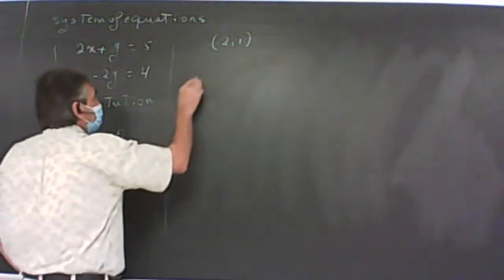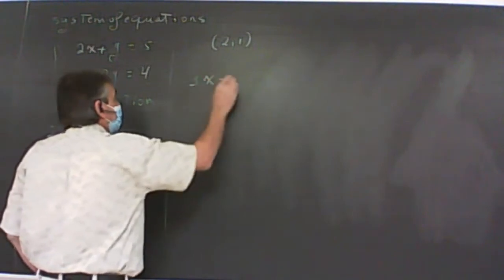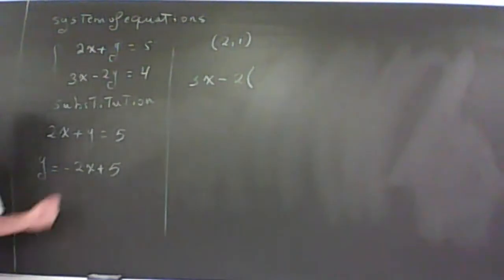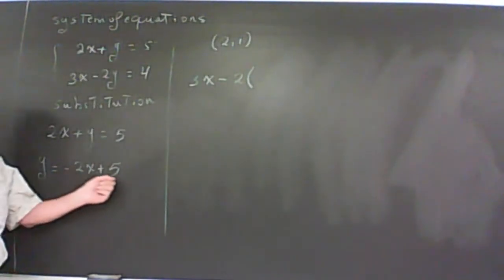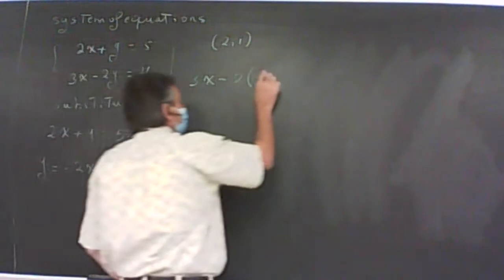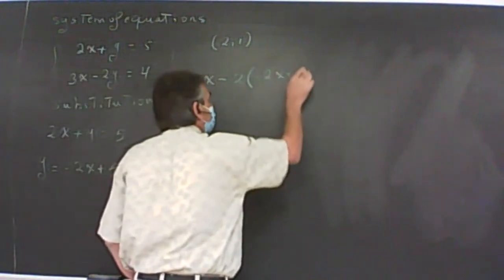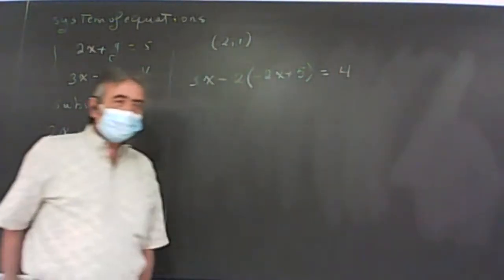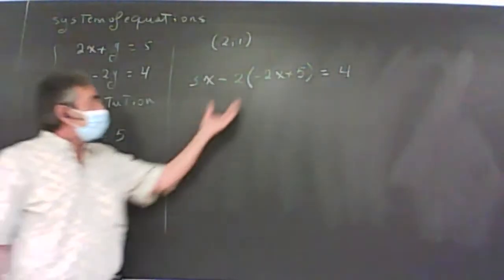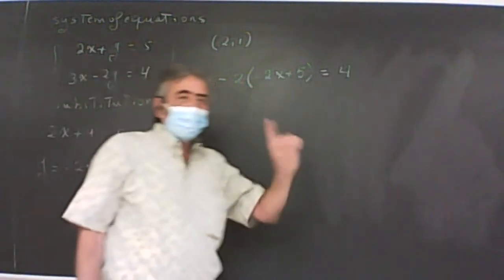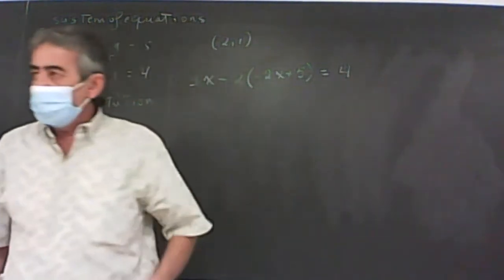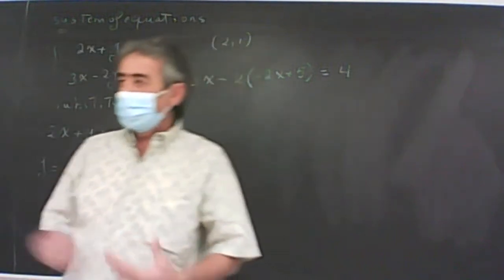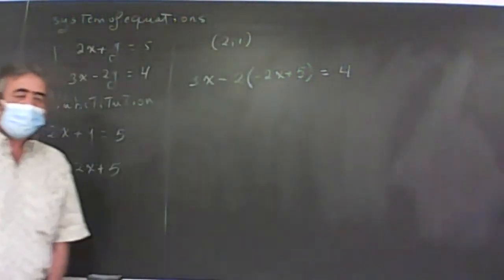So we have a 3x minus 2. Now we have a y. Instead of y, I'm going to replace it by minus 2x plus 5. So I'm going to put minus 2x plus 5 equal 4. And now we can see that this is an equation with one variable, and it's linear, so all I have to do is isolate the variable to one side and the constant to the other side.